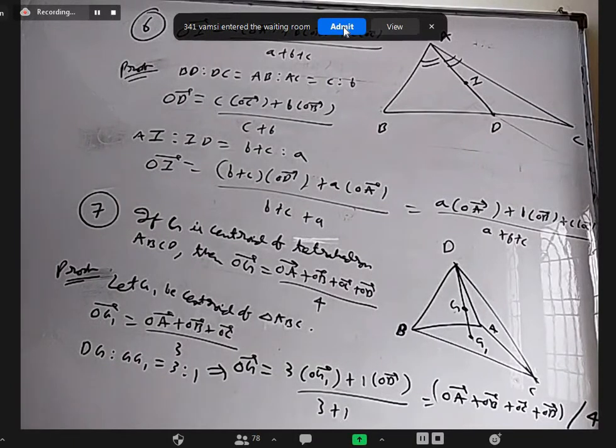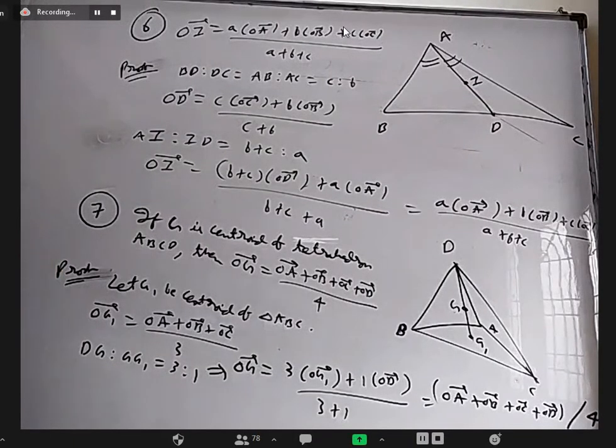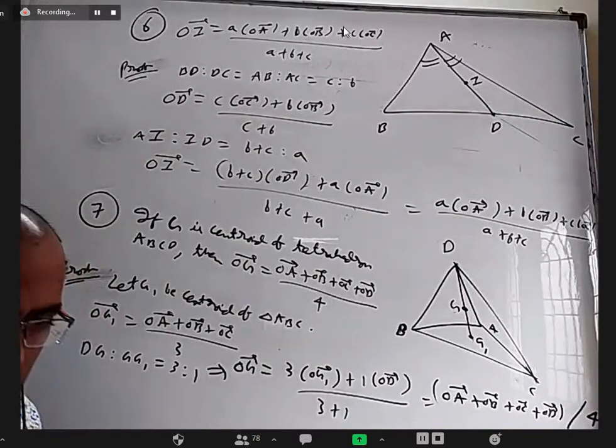Okay, so now I want to discuss some collinearity and coplanarity of vectors. Okay, those who have the mains material, take mains material volume 2, page number 3.